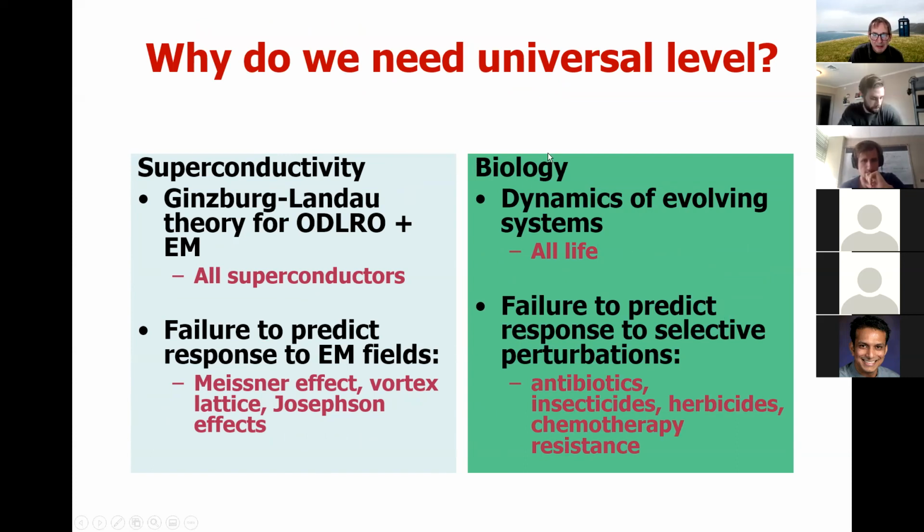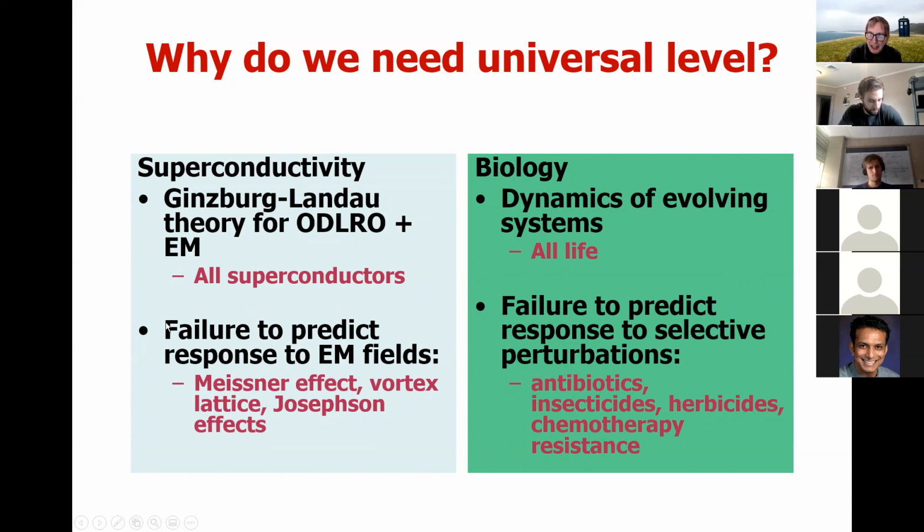So why do we need this universal level of description, this large-scale level of description? Well, in a superconductor, that high level of description, which applies to all superconductors, tells you that you would be able to predict the response of a superconductor to electromagnetic fields. In one fell swoop, you understand superconductivity, the Meissner effect, the vortex lattice, and all the Josephson effects. All the phenomena that are associated with superconductivity, you can understand at this high level of description.